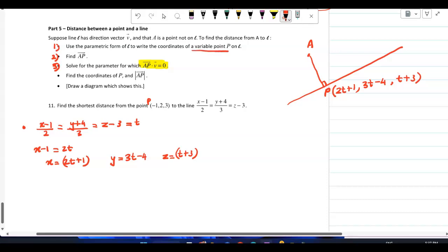But we want a specific one, which is perpendicular. A specific point, point P. We don't want a variable. We want a specific value of t. We have to find the value of t. Now, how do you find the value of t? That comes in now.